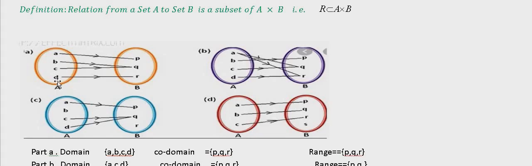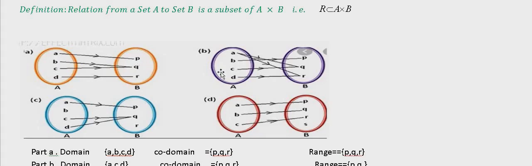What is codomain? All the elements on the right-hand side, that is in the second set, p, q, r. This is called the codomain. And what is range? Range means the images of the elements of the domain: the image of a is p, the image of b is q, the image of c is also q, the image of d is r. So the range is p, q, r. Again, the domain is a, b, c, d, the codomain is p, q, r, and the range is again p, q, r.